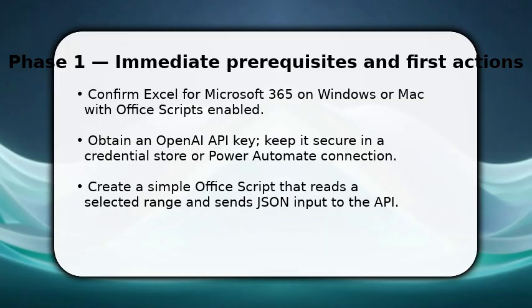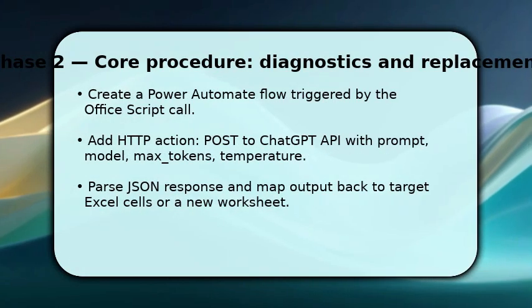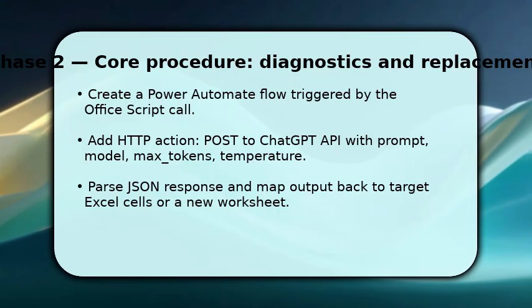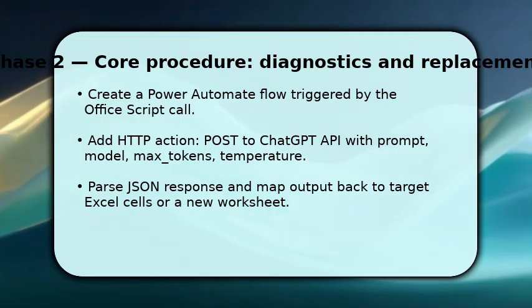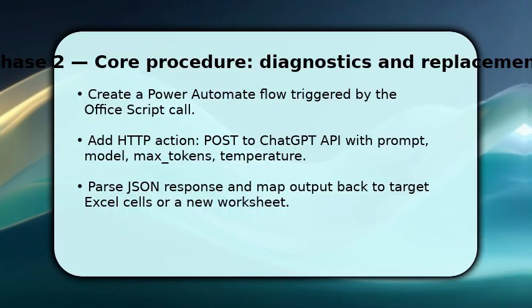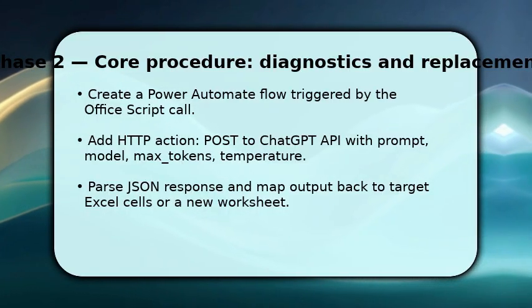Next, build the middle piece, a Power Automate flow triggered by the Office script. Add an HTTP action that posts a concise prompt, model name, max tokens, and temperature. Include your API key and headers.